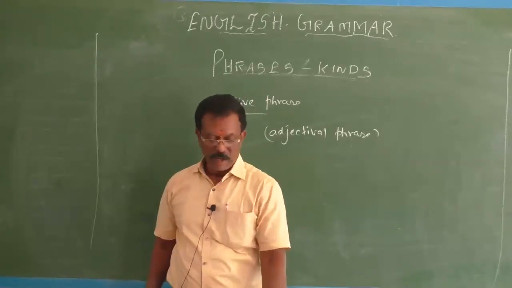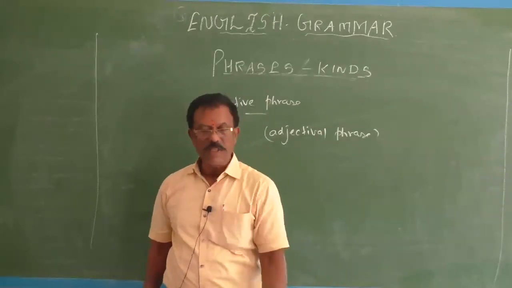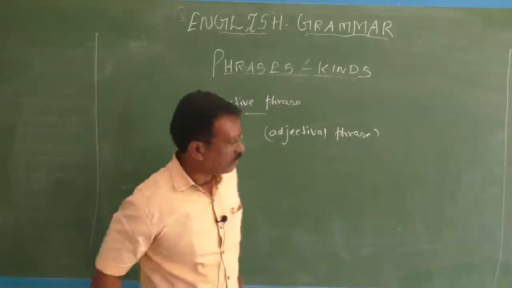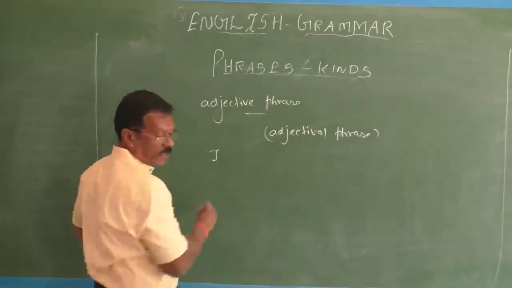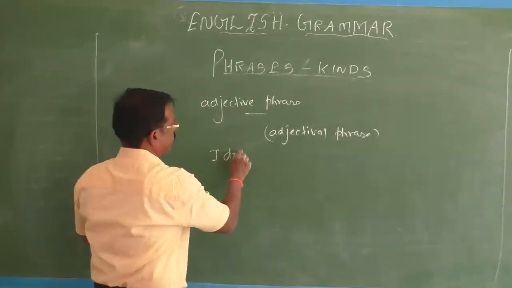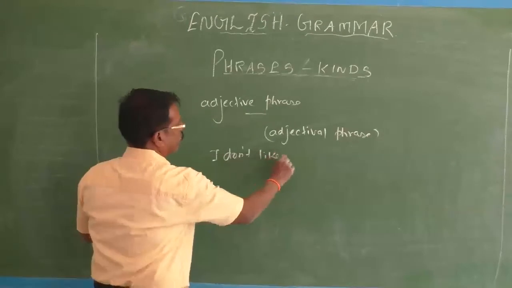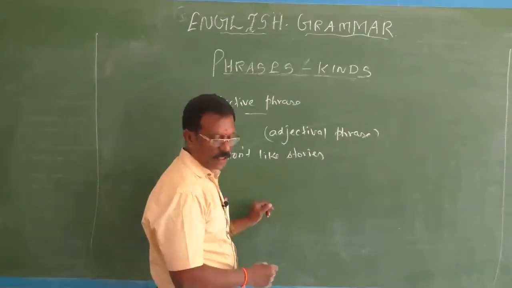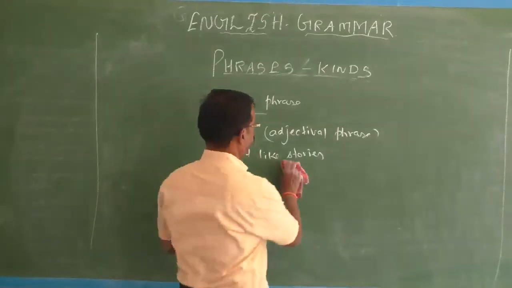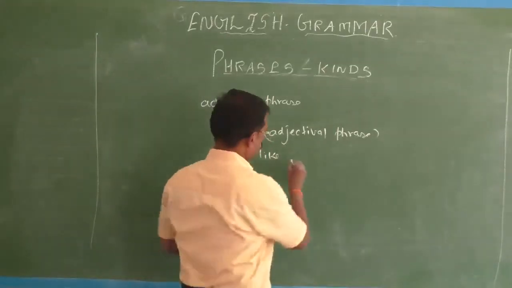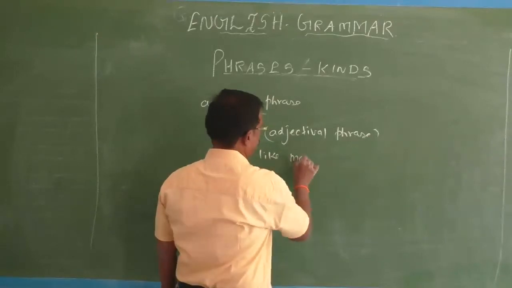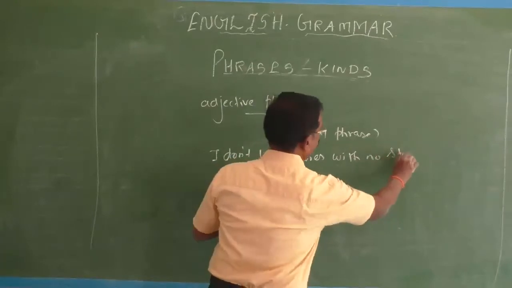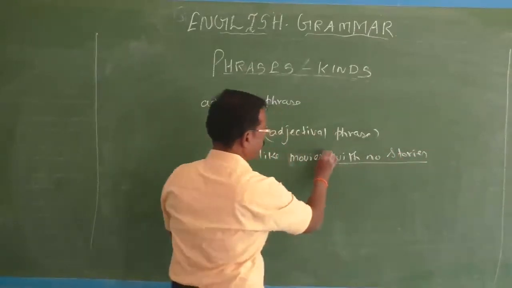Okay, now see how it starts with a preposition. I don't like movies with no stories. I don't like stories, or I don't like movies. Better you can say, I don't like movies with no stories. Here, with no stories.